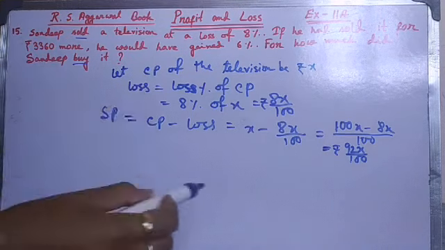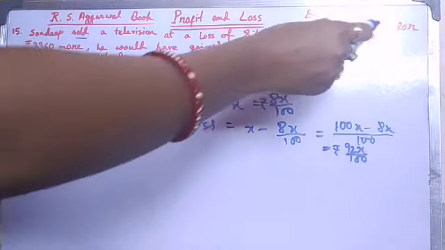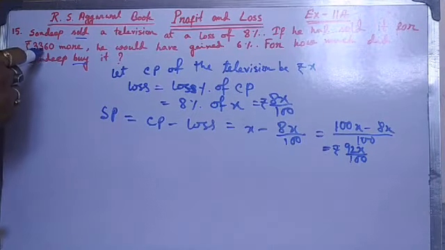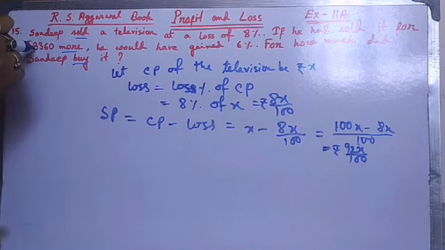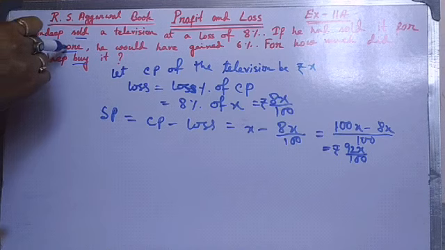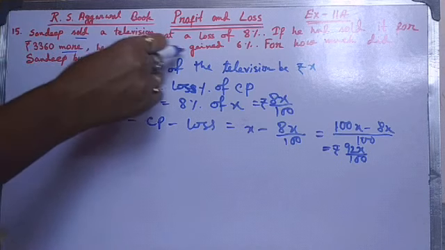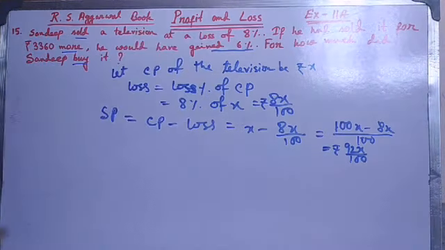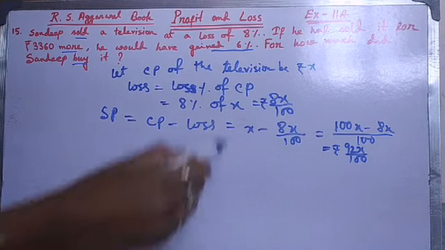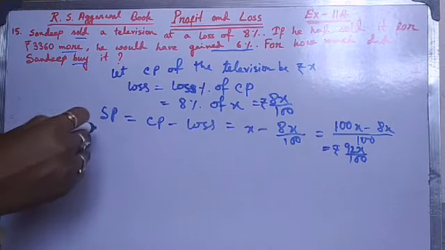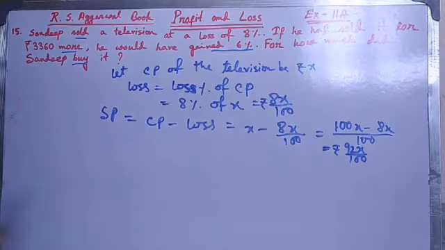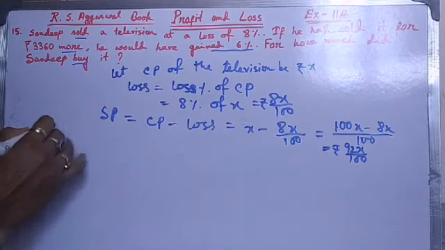Here is given in the second sentence, if he had sold it for rupees 3,360 more, then he gained 6%. So when 6% gain will be there, then what will be the selling price? That we have to find out by using this cost price.